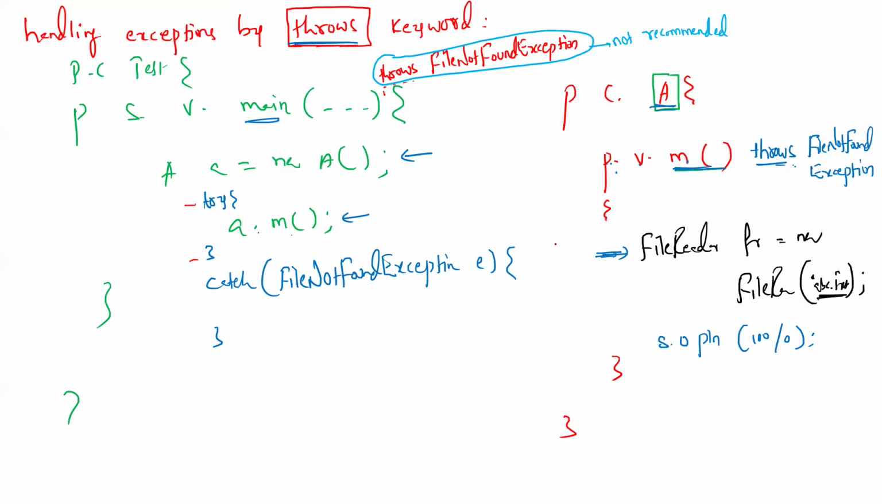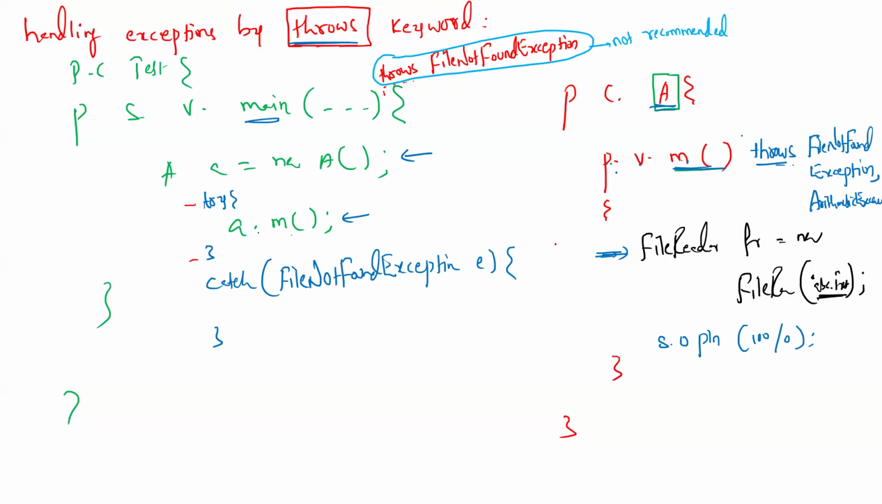The answer is the method can throw any number of exceptions by comma separation. So public void M parenthesis throws FileNotFoundException, comma, what's the next exception name? ArithmeticException, that's all. No need of using throws once again with the next exception name. Only one throws followed by exception 1, comma, exception 2, comma, exception 3, and so on, exception n. So a method can throw multiple exceptions from the method header by using the throws keyword.